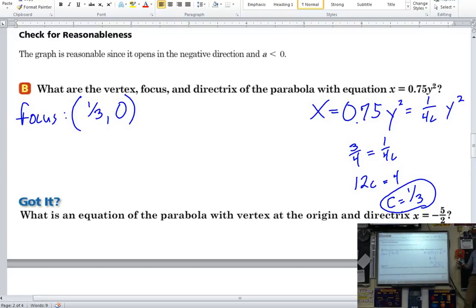Yes. Wait, I'm confused on how you got the second, where you got 3/4 equals. Because if I wait here, I just change 0.75 to 3/4. I just canceled out the y squared on both sides. Okay. Other questions?